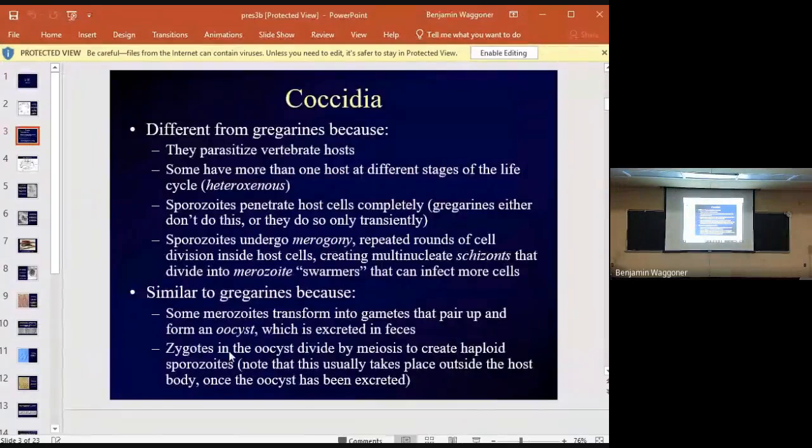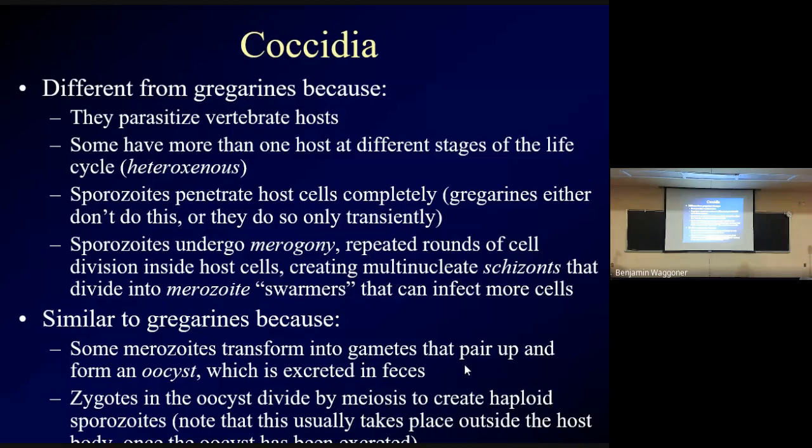In the gregarines, the trophozoites don't divide. In coccidians, the equivalent stage does divide, and you may have several rounds of asexual multiplication within the host. So the host of a coccidian may have a much greater parasite load than the host of a gregarine, just because the parasites can reproduce asexually and multiply exponentially for a time.